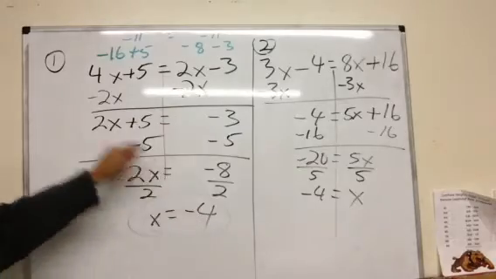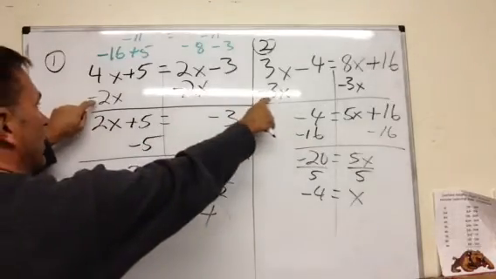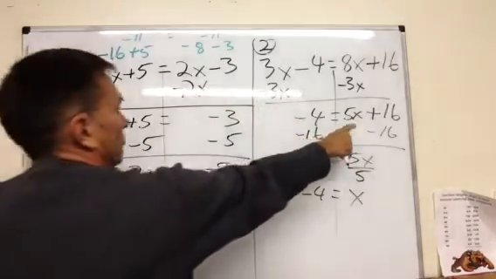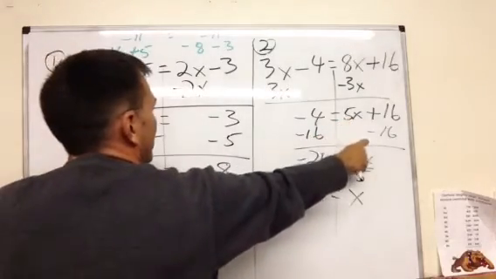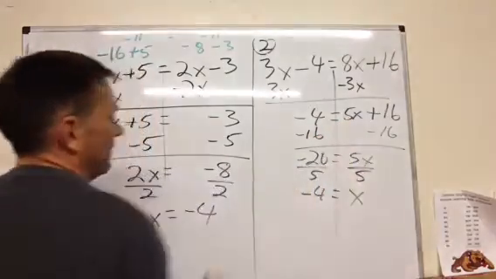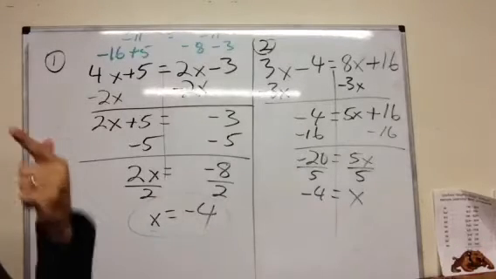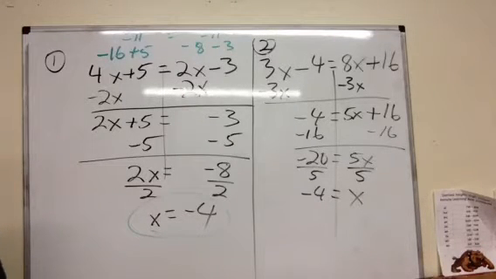Same steps as we did here. We collected our variables on one side. We added opposites for the second time, and then we divided. So we added opposites, and divided on both of these problems.